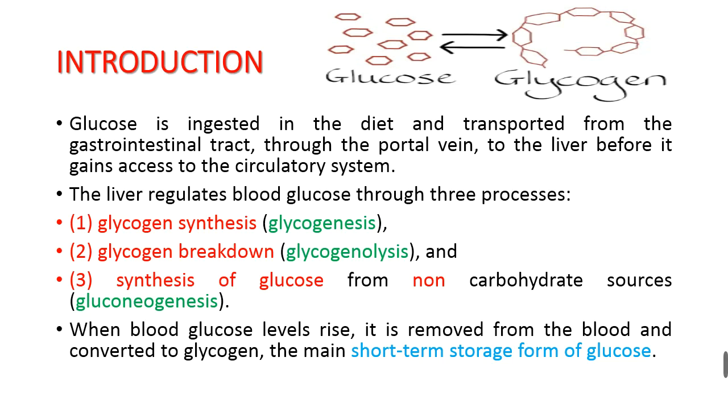What does that mean? When blood glucose level is raised, it is removed. It means the glucose is removed from the blood and converted into glycogen, which is the main short-term storage form of glucose. It is formed in the liver by glycogen synthesis, glycogenesis.